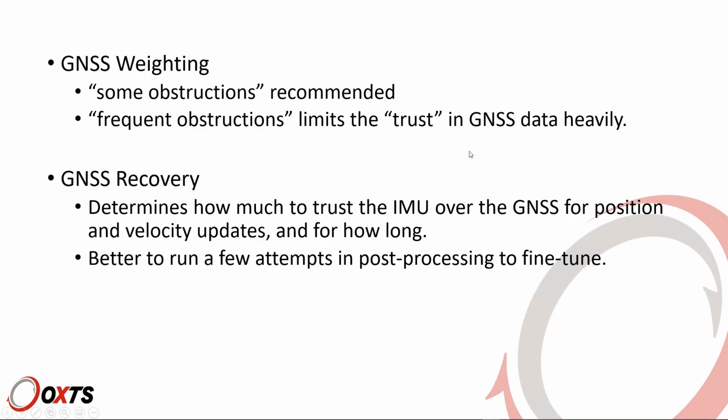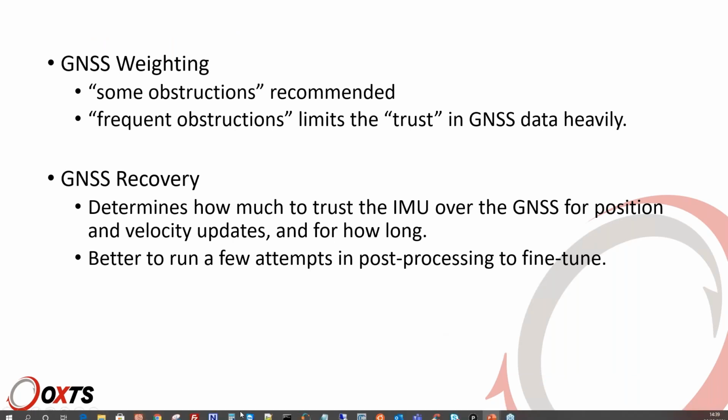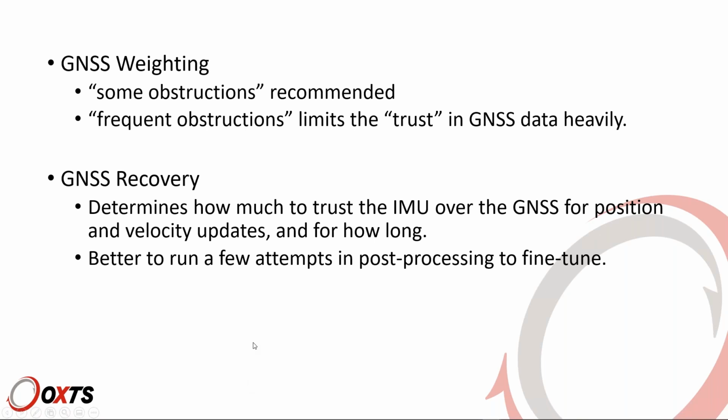Okay, GNSS weighting and GNSS recovery. This is basically you are instructing the system on how much trust it should put into the GNSS data. So when you say there are some obstructions, so not open sky, you are instructing the system to be careful about GNSS data. And you say it's frequent obstructions, then you are instructing it to be very careful. So it limits the trust a lot in GNSS data.